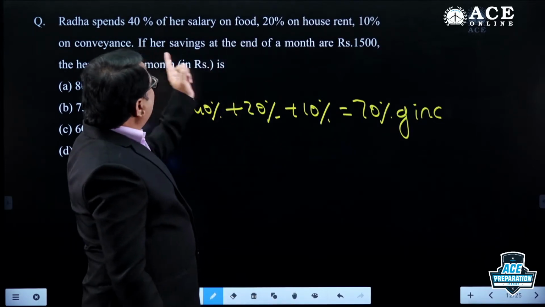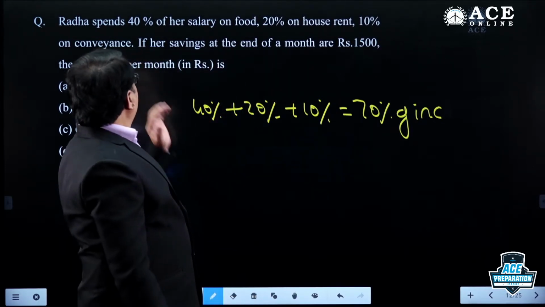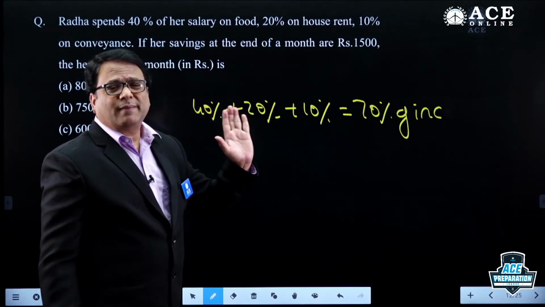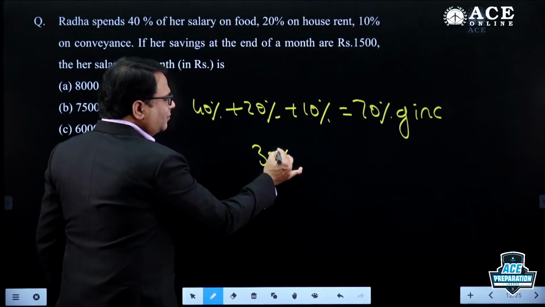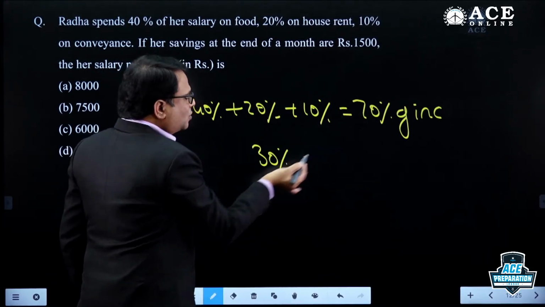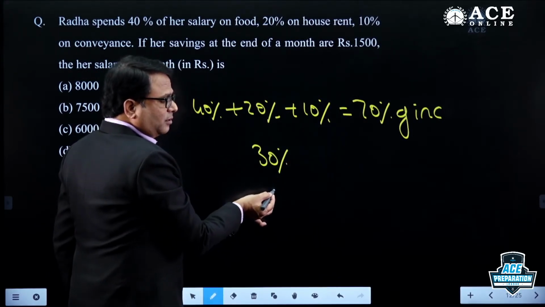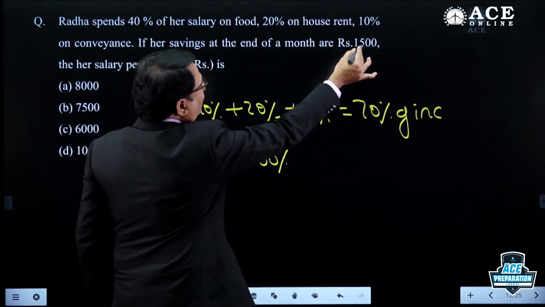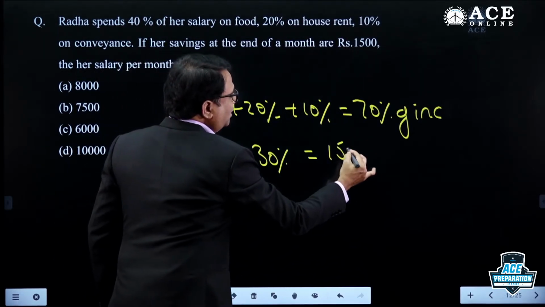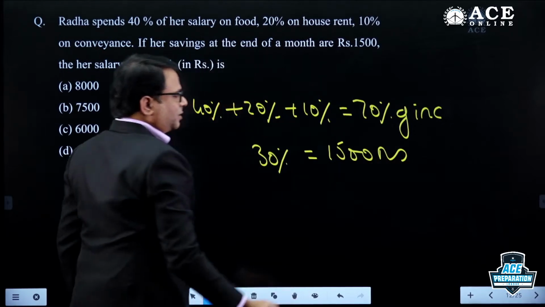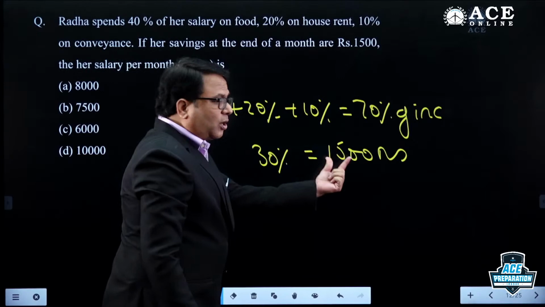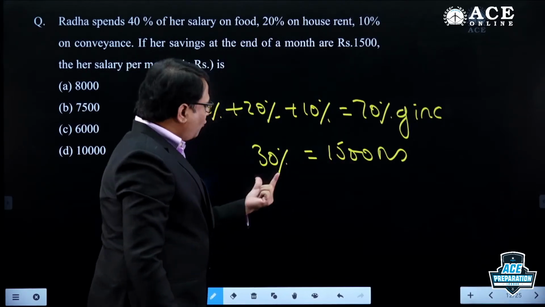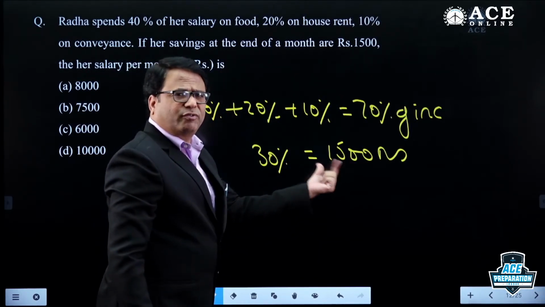Then if her savings are rupees 1,500, what is her salary? That is the question. So very simple. Her savings are 30%. Expenditure is 70%. So savings are automatically 30%. But savings are already given as 1,500. So 30% is equal to 1,500 rupees. The left side represents savings. The right side also represents savings. And therefore 30% is equal to 1,500.